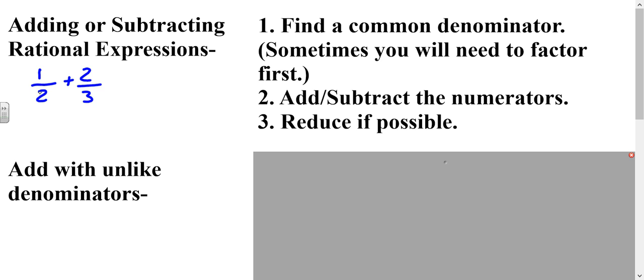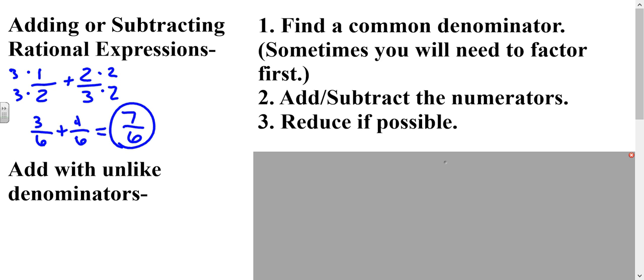So on this side, I would say, what would be the common denominator of 2 and 3? Well, I could multiply this side by 3 because that's what's missing. And I could multiply this side by 2 because that's what's missing. So then I would get 3 over 6 plus 4 over 6. And now, because they have the same denominator, I can add them together. So it would be 3 plus 4, which would be 7 over 6.